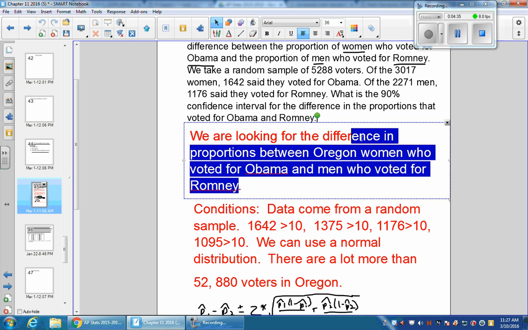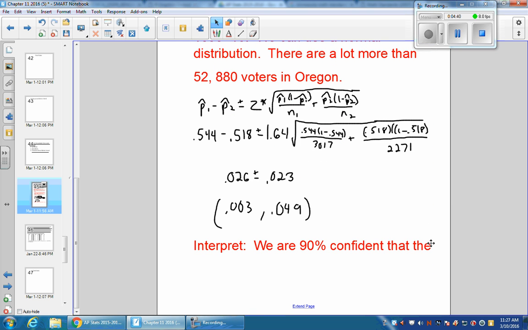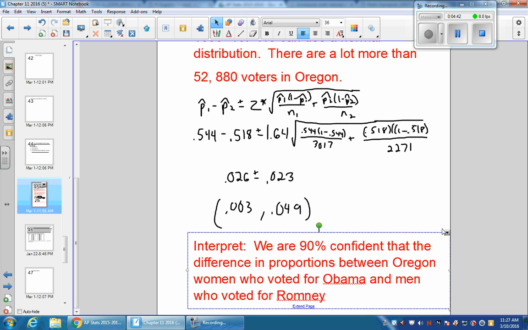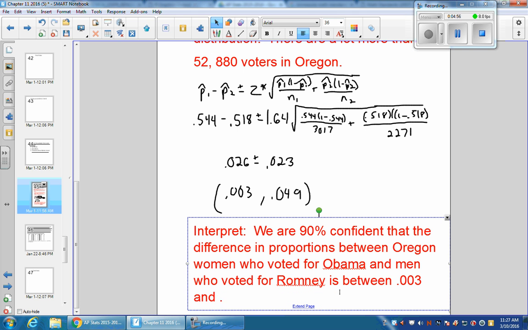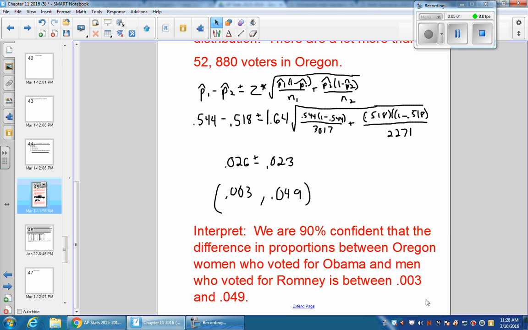we can even copy and paste this if you're on a computer, which you won't be in this class, that's the difference in proportions between Oregon women who voted for Obama and men who voted for Romney. And then you say it is between 0.003 and 0.049. That's how we interpret. We just say we're 90% confident. We talk about the parameter and say it's between those two values. All right, we got one more for you.